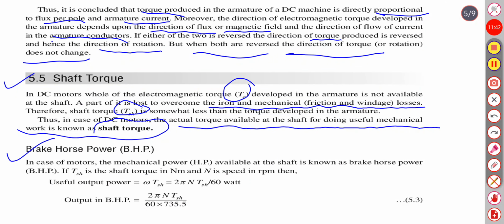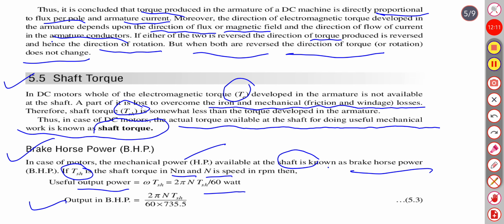Now, what is BHP? Brake horsepower. In the case of motors, the mechanical power in HP available at the shaft is known as the brake horsepower or BHP. If TSH is the shaft torque in Newton meter and N is the speed in RPM, then the useful output power equals omega TSH, and the output BHP will be 2 pi N TSH upon 60 into 735.5.